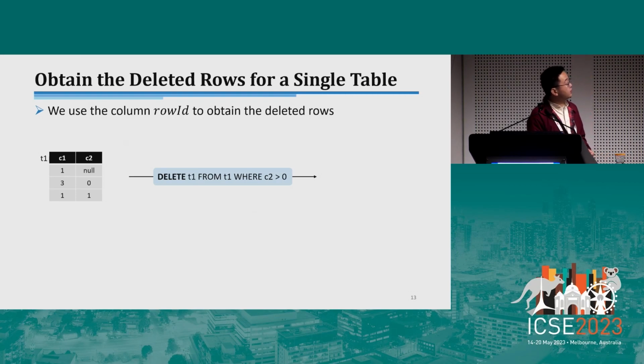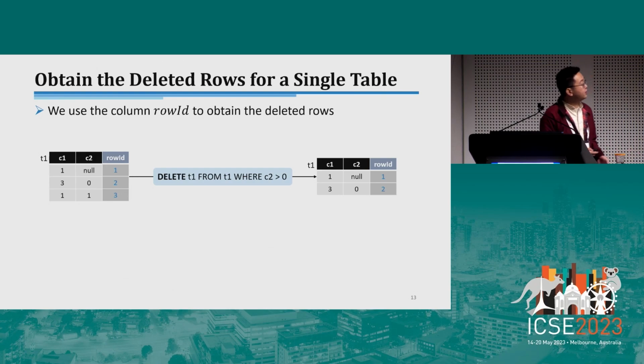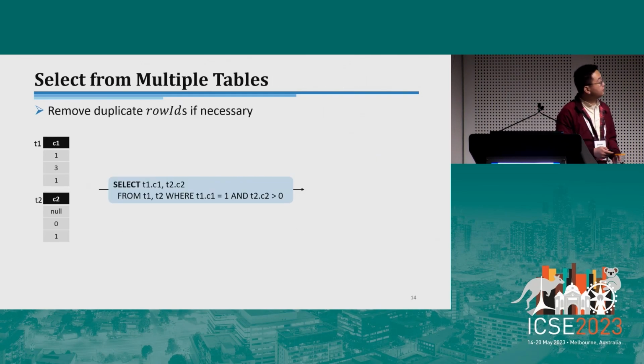For delete statements, we use the column rowID to obtain its deleted rows. Given a table T1 and a delete statement, we first add the rowID and execute the delete statement. We compare the rowID in table T1 before and after executing the delete statement. The difference is the deleted rows of the delete statement. In this case, the third row is deleted.